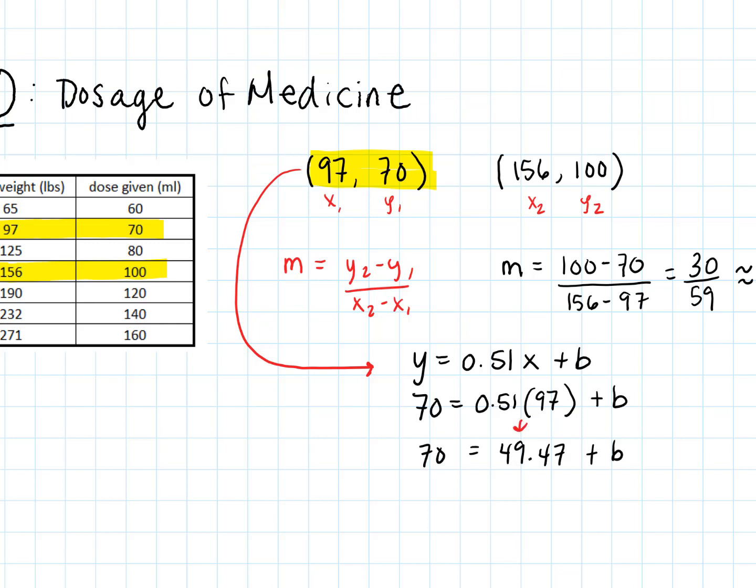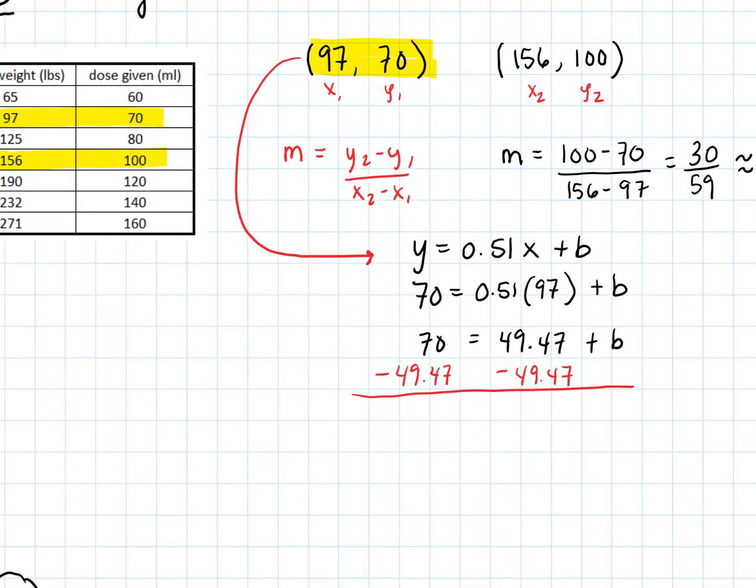Just plug that into the calculator, right? No magic there. And now I'm trying to find b. So now I'm going to subtract that 49.47 from both sides of the equation so that I find that b is equal to, so take 70 minus 49.47 on the calculator, and I find that b is 20.53. So I have now found my slope. Okay, so here's my slope, and now I have found b.